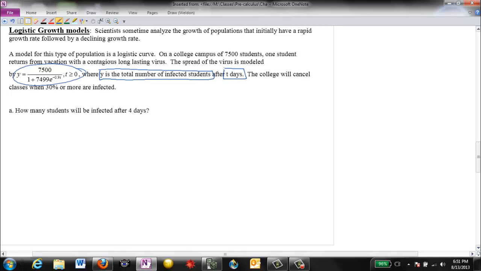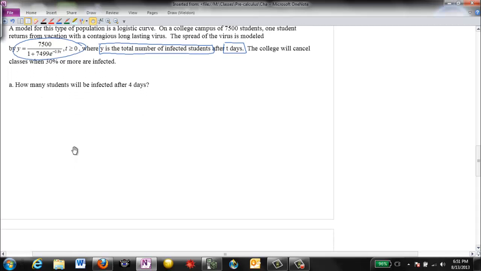Okay, so the first question that they're asking us here is how many students will be infected after 4 days. So they instantly give us a key piece of information right there. They tell us that t equals 4. Okay. And we want to know how many students are infected. Well, that's y, right? We said y represents the number of infected students, so y is what we're trying to solve for. And if I look at that logistic growth model that they gave us, there's only two unknowns. There's either y or there is t. Okay, so in this case, we're solving for y.